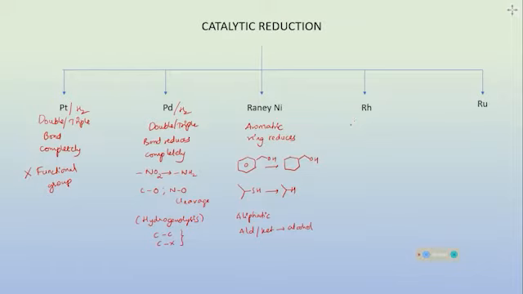Rhodium reduces aromatic rings, and also cyanide is reduced to amine. Heteroaromatic rings are not reduced by rhodium. Ruthenium is used for the reduction of aliphatic carbonyl compounds to alcohols. So this is the catalytic reduction of organic functional groups.